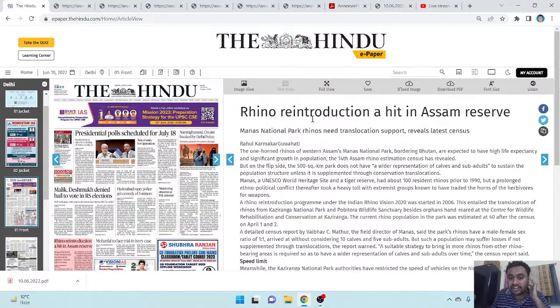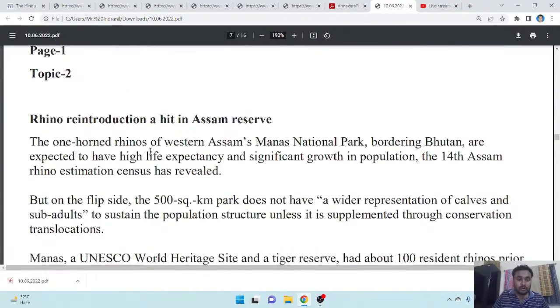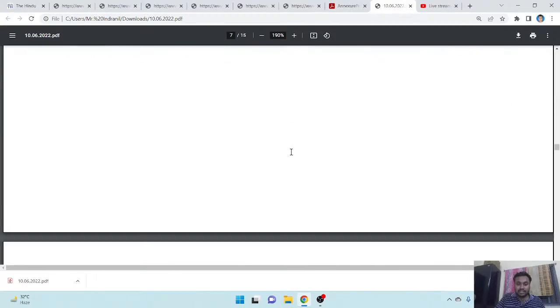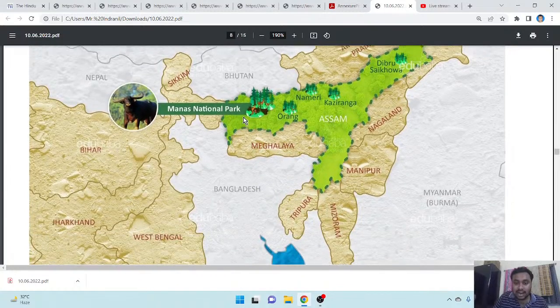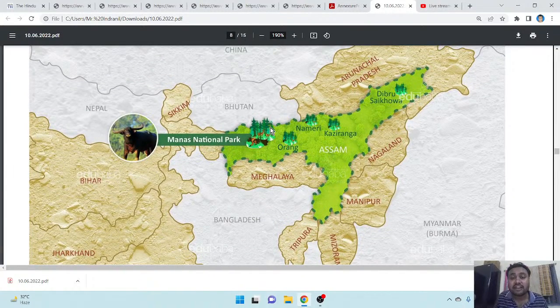Rhino reintroduction a hit in Assam reserve. So what is the actual news, I am telling you. Assam is full of elephant reserves as well as tiger reserves, and most importantly the one-horned rhinoceros reserve, or rhino reserve. A huge number of rhinos have their habitat in Assam's wildlife sanctuaries.